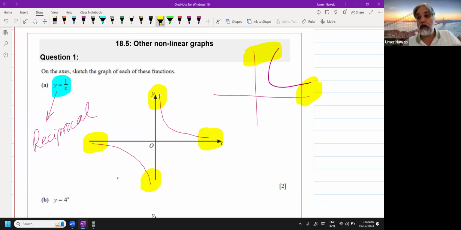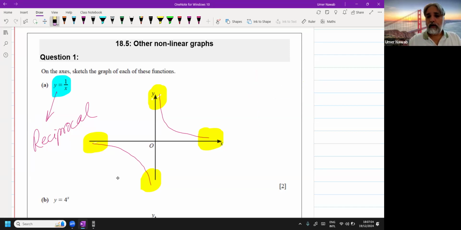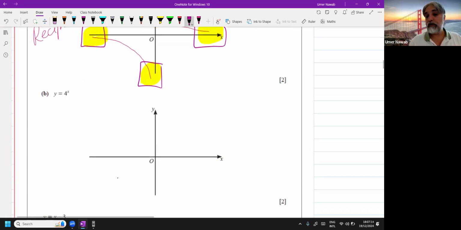And don't tell me, Mr. Omar, I did it right. No, man. Sketching of reciprocal curve is the condition you need to keep in your mind. The graph gets closer to the x-axis and y-axis. That's the main thing. So this is reciprocal.